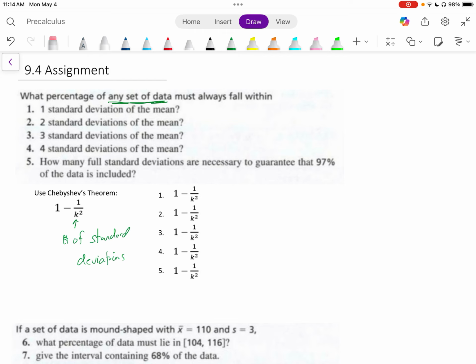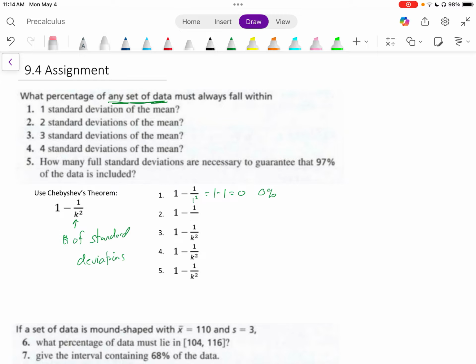So for number 1, we want 1 standard deviation away. So we'll go 1 over 1 squared. And so 1 minus 1 is 0. And so 0% has to fall within 1 standard deviation. All right, then we'll plug in 2.